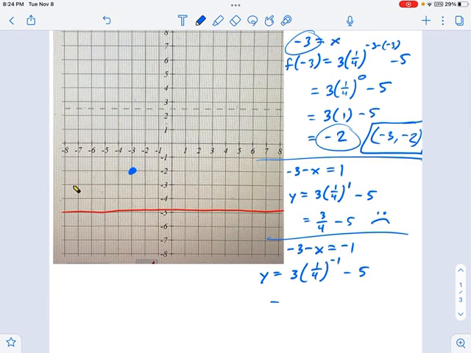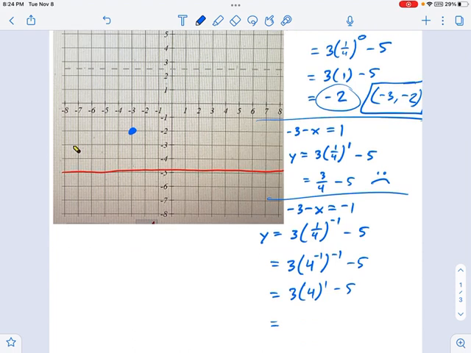And now this is going to be 3 times, well, if you're worried about this part, remember that 1/4 is just 4 to the -1. Okay, I'll do this in steps. And when you take an exponential and you raise it to another exponential, like I'm doing right here, those just multiply together. So we get 3 times 4 to the 1 minus 5. And this is quite nice again. We're back to integers. So this becomes 12 minus 5 equals 7. Okay, so my coordinate will now be -1, 7. That's the key point I found.